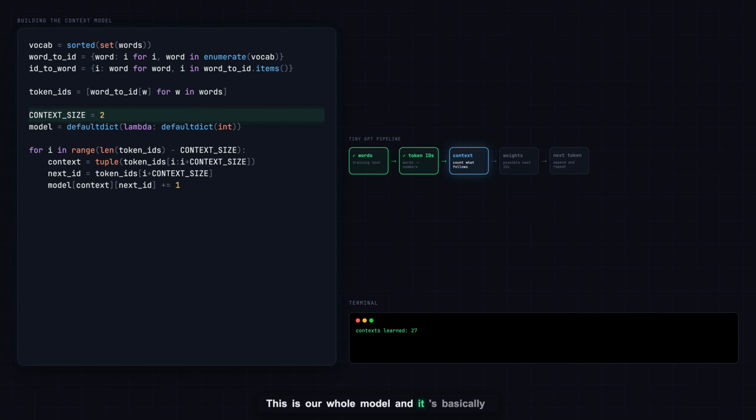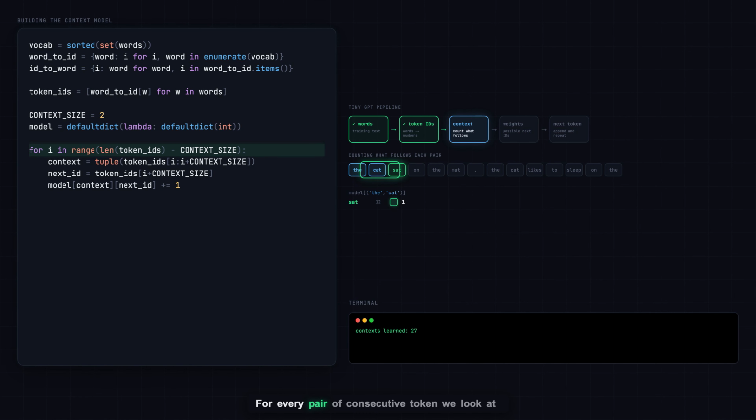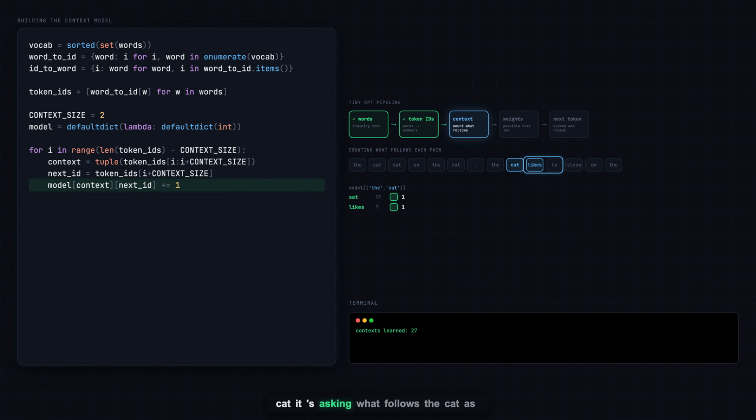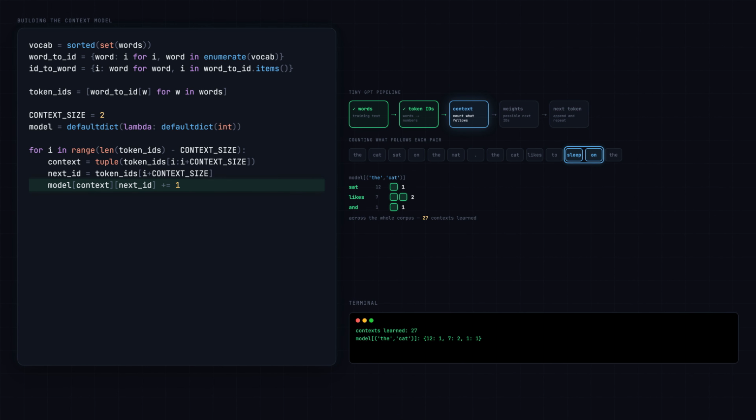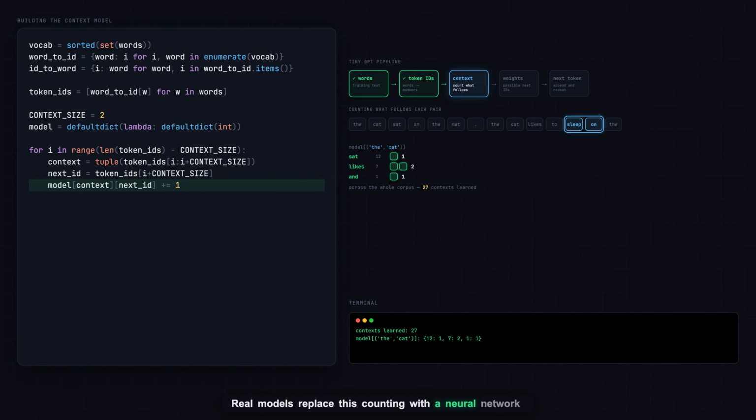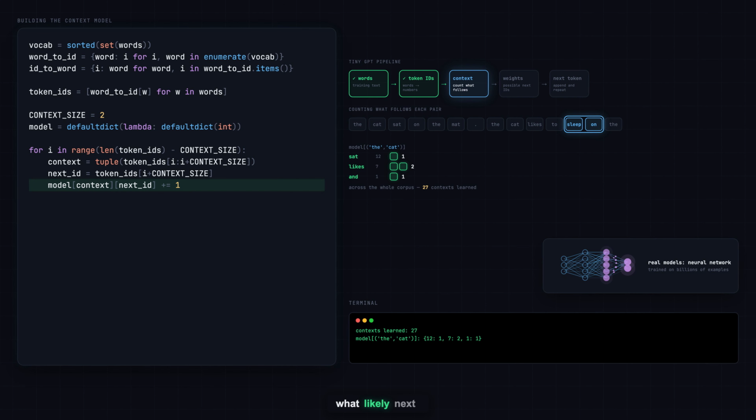This is our whole model, and it's basically just counting, but notice we are using the last two tokens as context now, not just one. For every pair of consecutive tokens, we look at whatever comes right after that pair and add 1 to the counter. So the model isn't just asking what follows cat, it's asking what follows the cat as a pair. That's a small step closer to a real context. Real models replace this counting with a neural network trained on billions of examples, and they look at the whole sequence so far. But the question they're answering is the same one. Given the context, what's likely next?